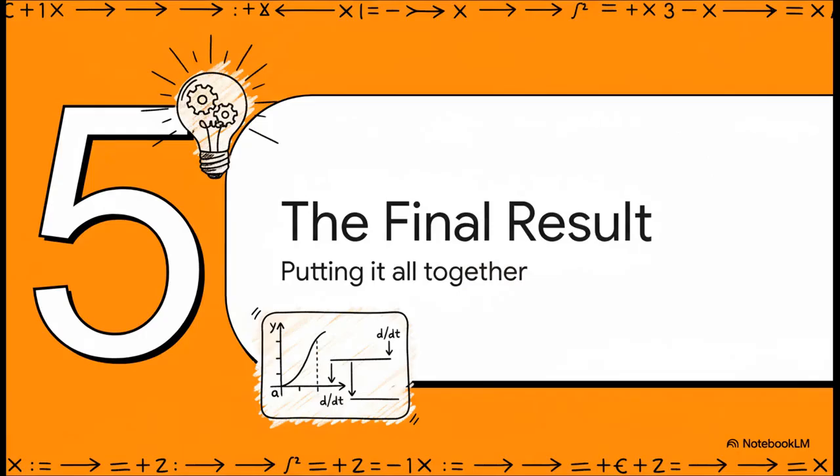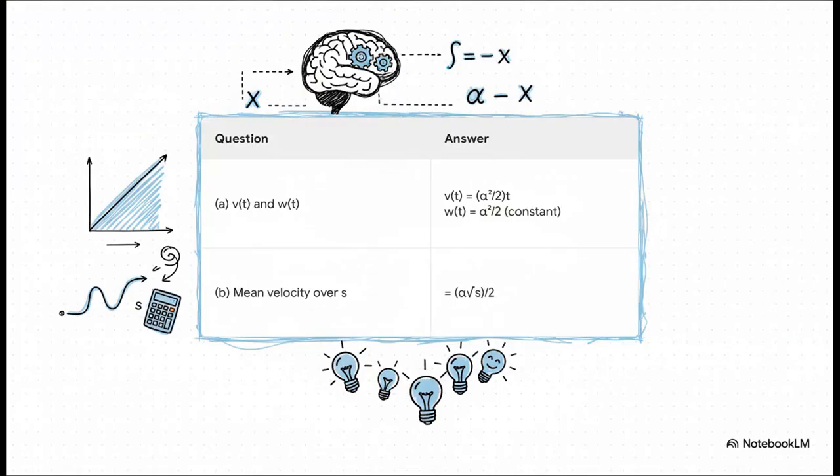Done! So, we've wrestled with the calculus, we've done the algebra, and now we can step back and look at the whole picture. Let's pull all our results together and, more importantly, talk about what we've really learned here. So let's put it all on the table. For part A, we found a velocity that grows in a straight line with time and a completely constant acceleration. For part B, we got the super tidy formula for the mean velocity. It's pretty amazing, right? We started with this weird-looking relationship, v equals alpha root x, and we ended up with these beautifully simple answers.